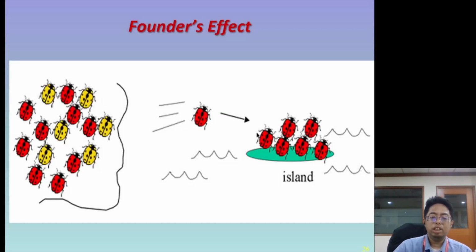So here is the founder effect. You can find that there are a lot of ladybirds, some of them red, some of them yellow. But one of the reds goes to another island and makes a population there. So in the end, you have an island fully with red ladybirds.